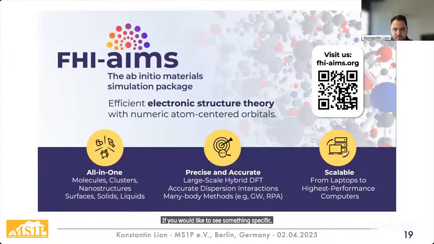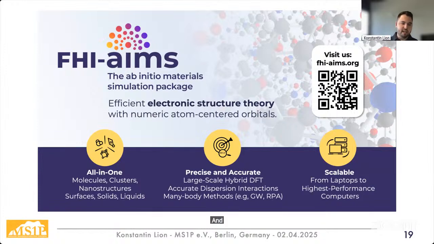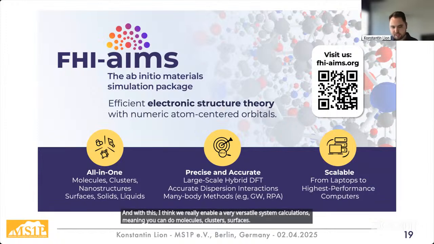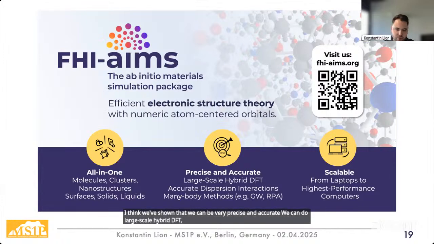And with this, I'm at the end of this short introduction, and I want to just summarize briefly. FHI-aims is an electronic structure code based on numeric atom-centered orbitals. With this, I think we enable very versatile system calculations, meaning you can do molecules, clusters, surfaces, slab systems, solids, liquids, all on the same footing, as you will see in a second. I think we've shown that we can be very precise and accurate. We can do large-scale hybrid DFT, including dispersion corrections, but also go to many-body methods. And we are scalable even on small machines like laptops, but up to 10,000 cores, of course, on HPC systems.